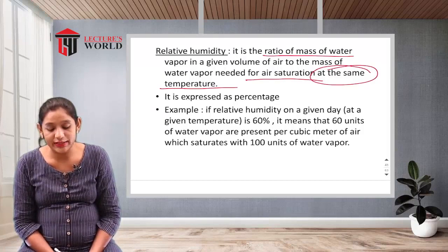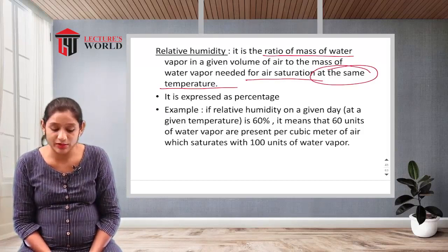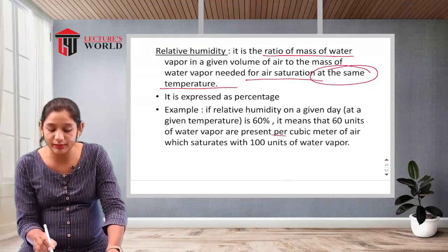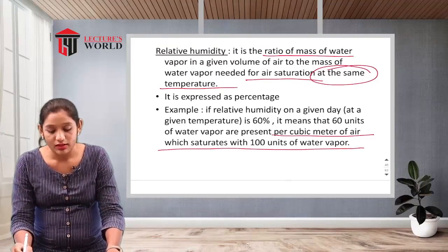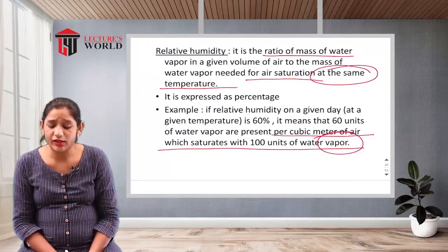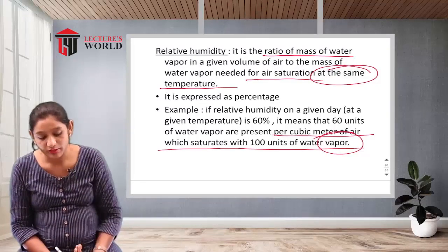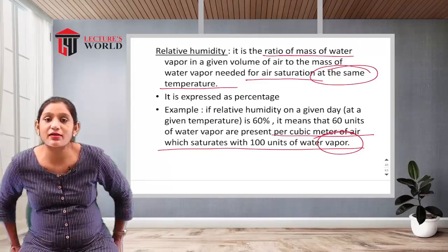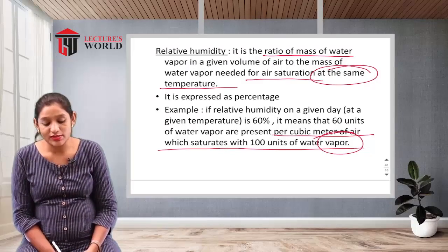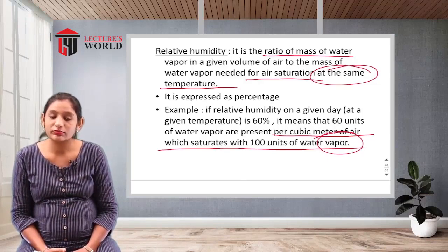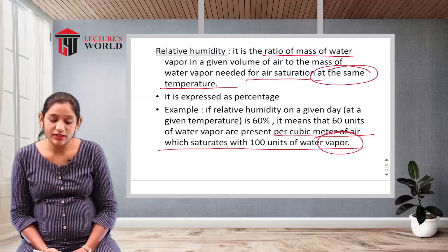For example, if the relative humidity on a given day at a given temperature is 60%, it means that 60 units of water vapor are present per cubic meter of air, which would be saturated with 100 units of water vapor.